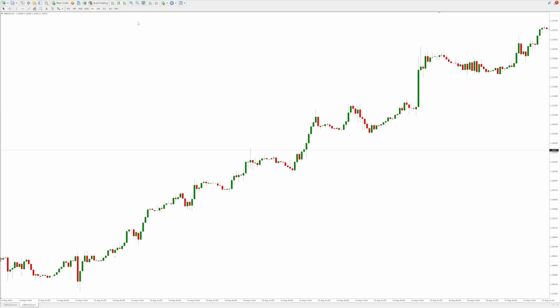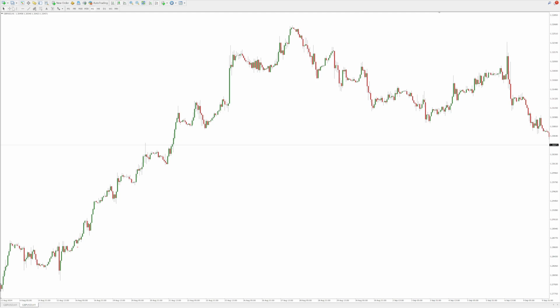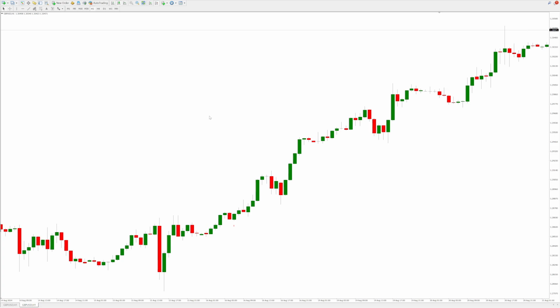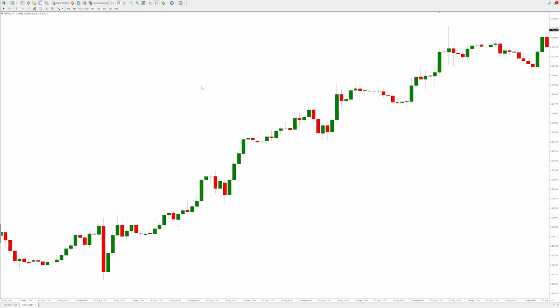This is a very powerful candlestick pattern that can help you catch moves such as this one, which went for around 400 pips. You can look for this candlestick pattern on any trading instrument: Forex, crypto, stocks, commodities, indices. And you can also look for it on any chart time frame. This is a 1 hour pound dollar chart.